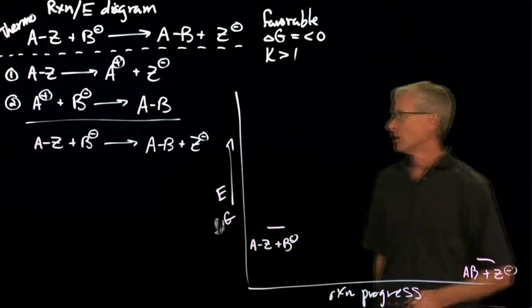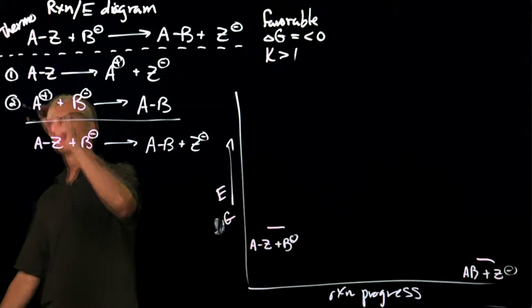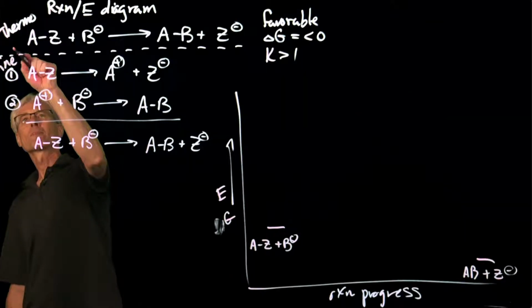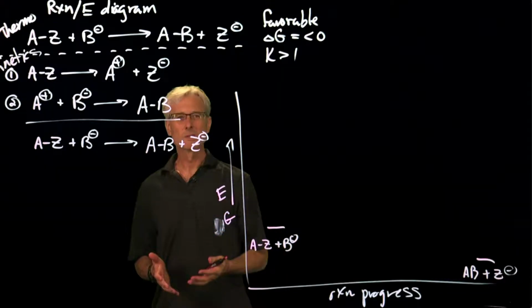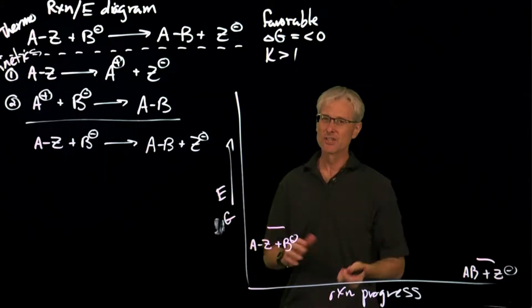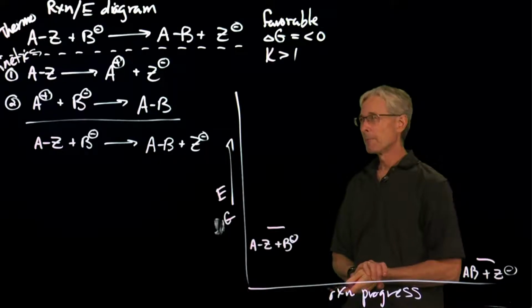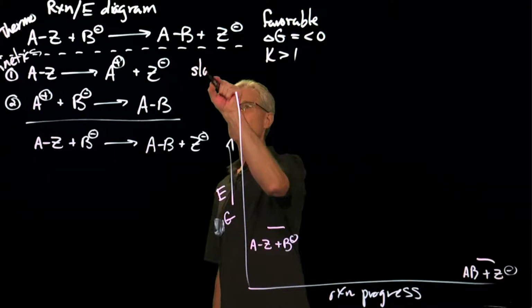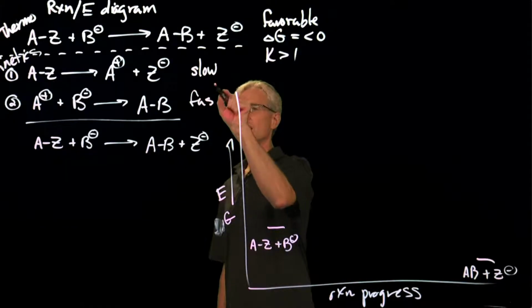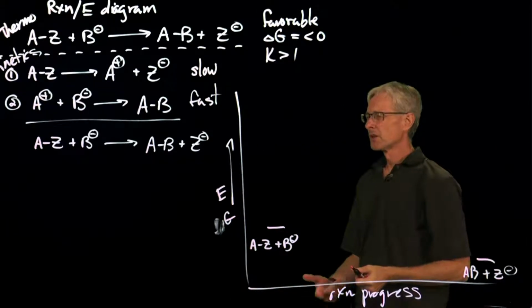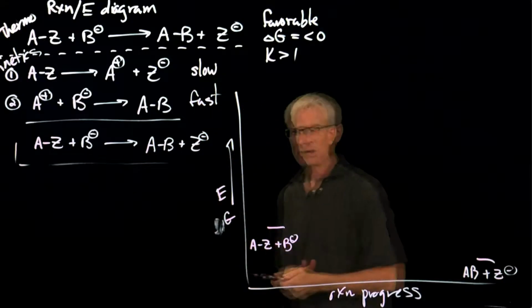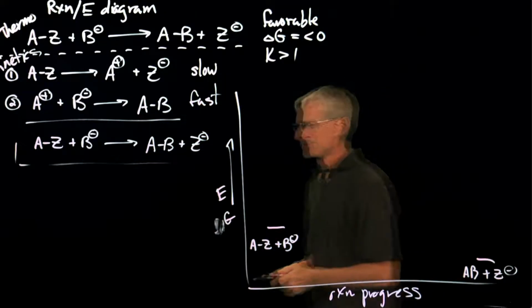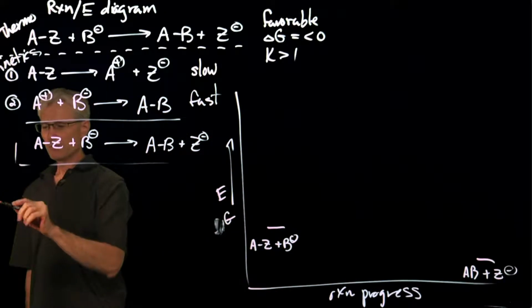All right, and so what about our kinetic contribution? So remember, from kinetics we saw that our mechanism is likely to be a two-step mechanism. And so in this two-step mechanism, we have a slow step, the rate-determining step, and a fast step. And because we have a slow step and a fast step, these two steps together add up to the overall reaction.